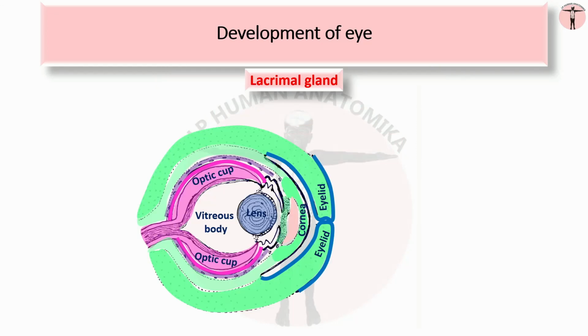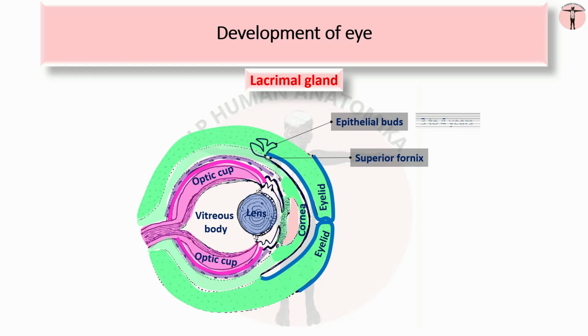The nasolacrimal system includes the lacrimal gland and the nasolacrimal drainage system. The main lacrimal gland develops from epithelial buds that arise from the temporal portion of the conjunctiva of the superior fornix. The conjunctiva is ectodermal in origin, so the lacrimal gland also will be ectodermal in origin. The lacrimal gland continues to develop after birth up to the age of 3 to 4 years.